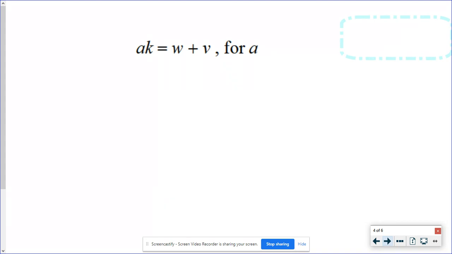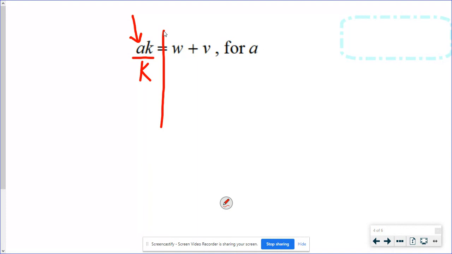In this problem, I want to get the a by itself. And right now, here's my a. It's being multiplied by k. If I want to get rid of that k, to get rid of multiplying, I would divide. So I would divide by k. And then I would divide the other side by k as well.